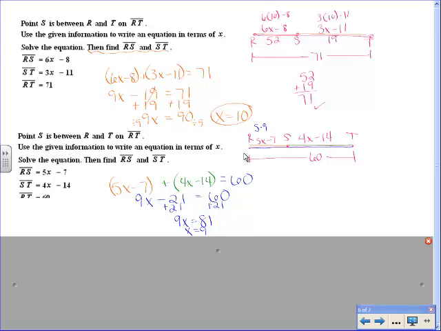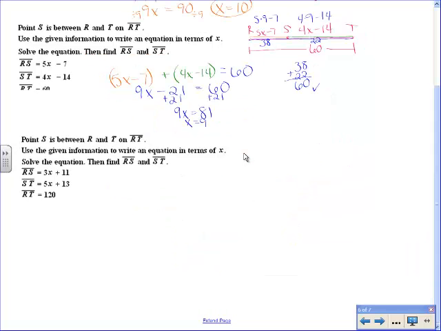Substitution again to figure out the length of those actual segments. For segment RS, 5 times 9 is 45, and when I subtract 7, I get 38. For segment ST, 4 times 9 is 36, and when I subtract 14, I get 22. So 38 plus 22 should give me 60, and it does. One more problem like this, just to make sure you've got it.